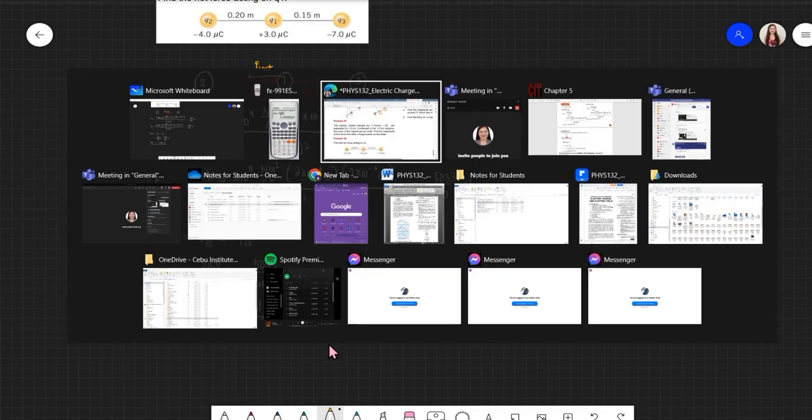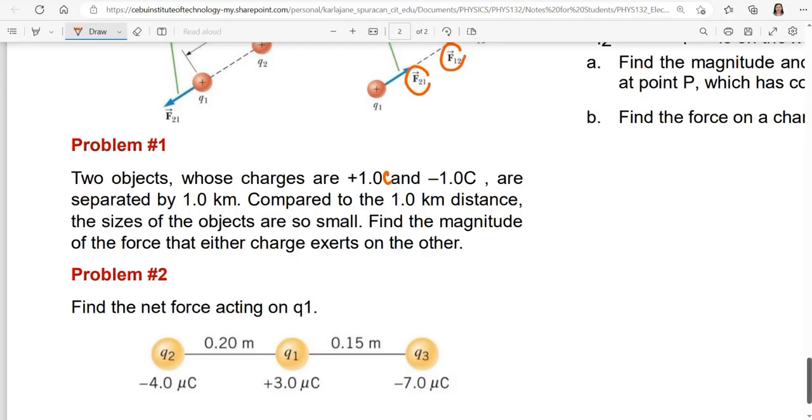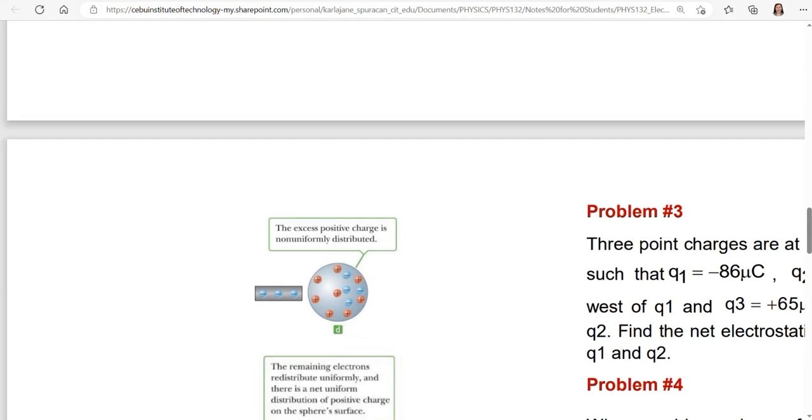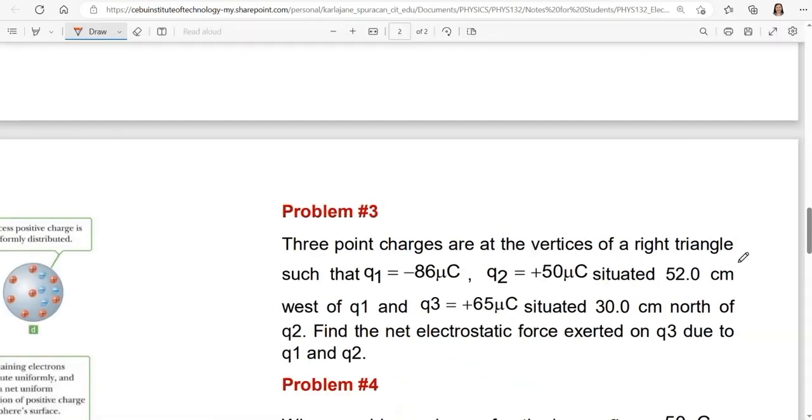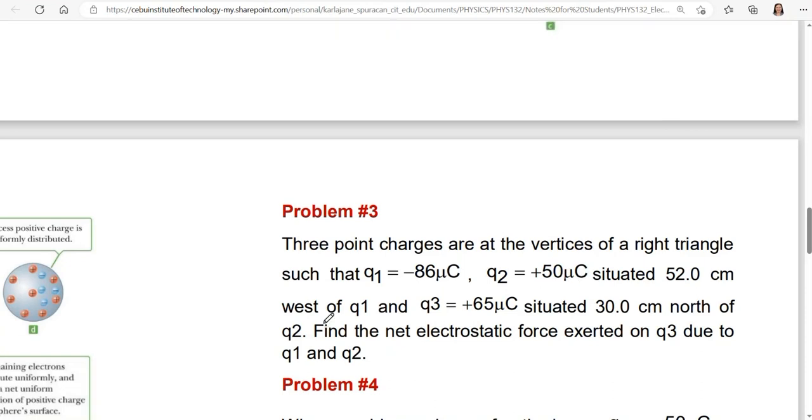Problem number 3. 3 point charges are at the vertices of a right triangle such that Q1 is negative 86 microcoulombs, Q2 is positive 50 microcoulombs, situated at 52 centimeters west of Q1, and Q3 is positive 65 microcoulombs, situated 30 centimeters north of Q2. Find the net electrostatic force exerted on Q3 due to Q1 and Q2.